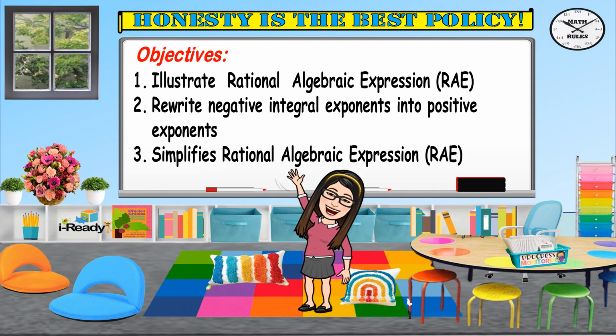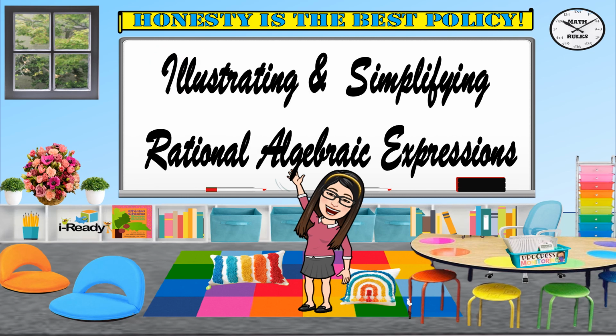For our objectives, first, we're going to illustrate rational algebraic expression or RAE. Second one is to rewrite negative integral exponents into positive exponents. And the last one is we are going to simplify rational algebraic expression. We're going to talk about illustrating and simplifying rational algebraic expression.